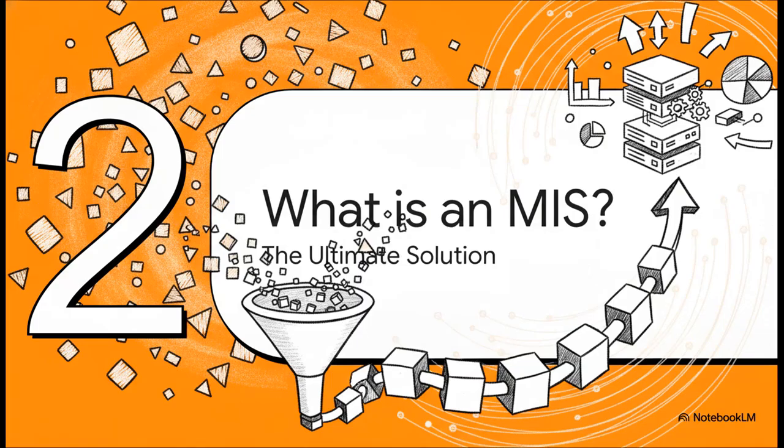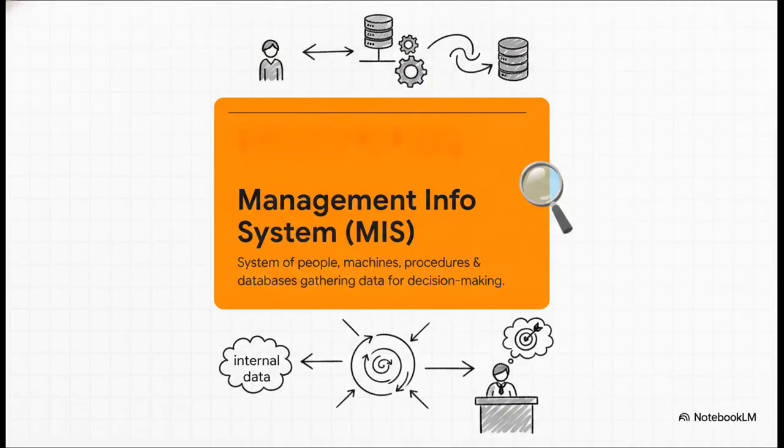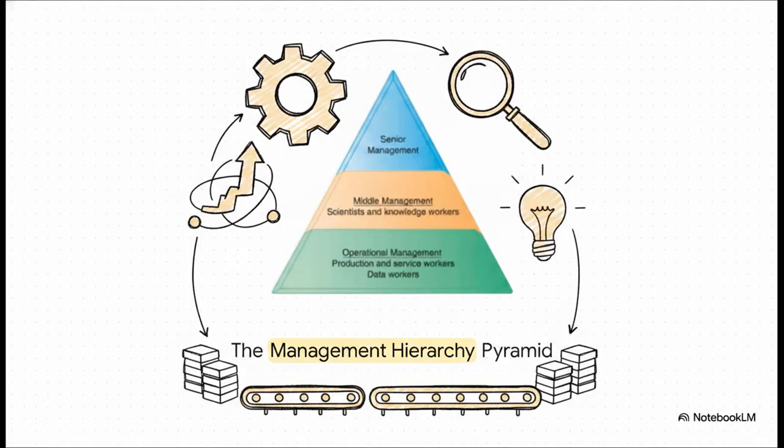Section 2. What is an MIS? So, a management information system, or MIS, is really an entire ecosystem of people, machines, procedures, and databases. And I want you to notice what comes first there. People. An MIS isn't just some piece of software you install and forget about. It's a living system that gathers and processes data, specifically so managers can make accurate, timely decisions. And this brilliantly illustrates exactly who relies on this system across the entire company. Because as we know, organizations aren't flat, they're hierarchical.